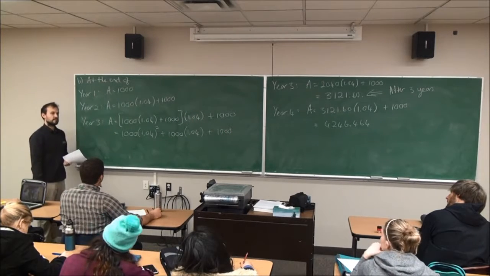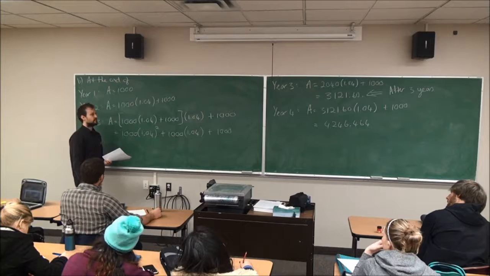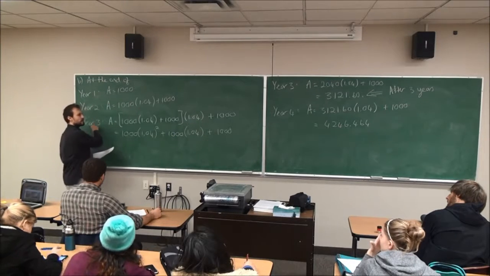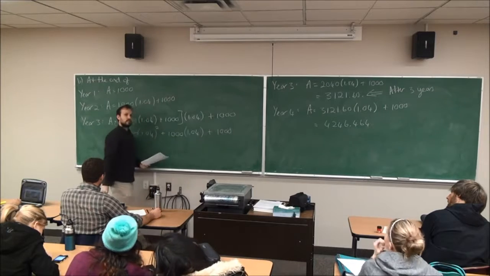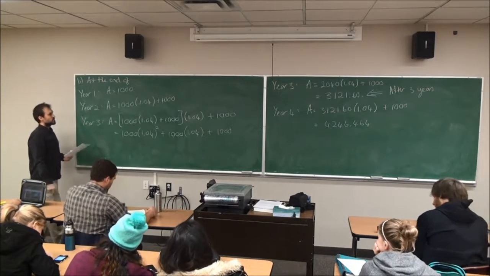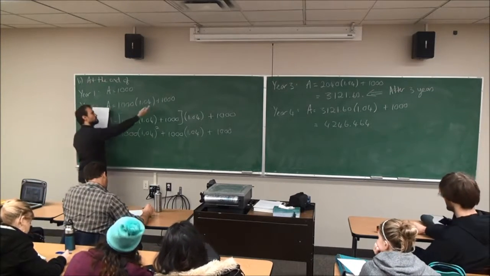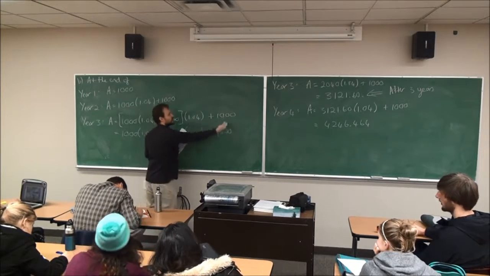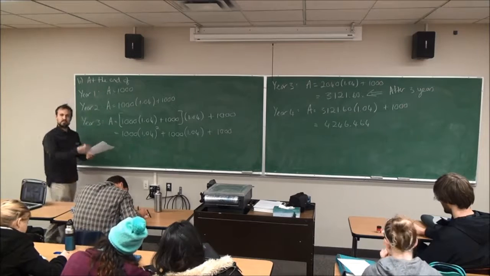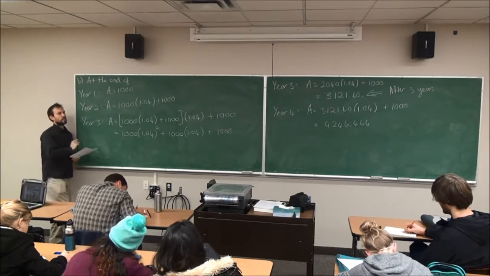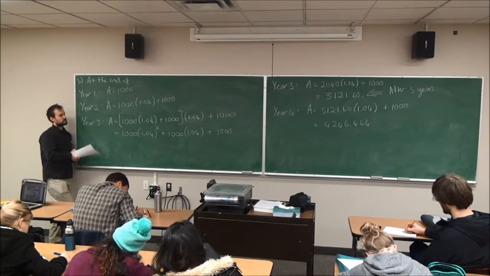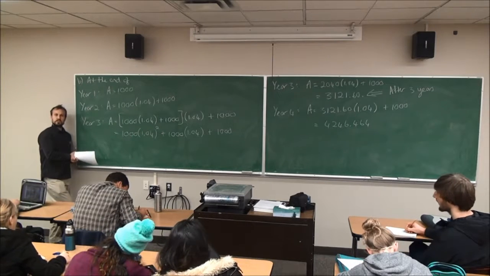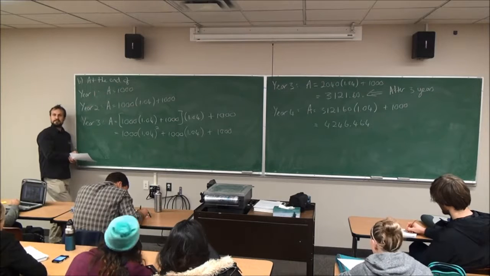Yes? Why in year two are you adding the 1,000? That's how I'm investing. At the end of every period, I make my payment. So the previous end-of-year amount sat for a whole year, I get interest on that, and I make another payment. That's just the type of investment that we're looking at, the most basic case. Everyone happy with this? Any questions on this last line?